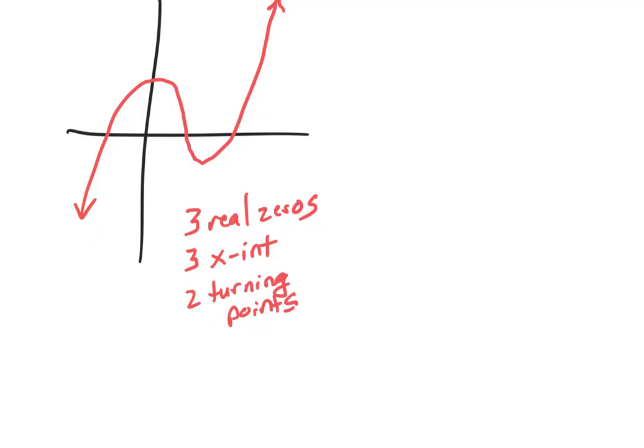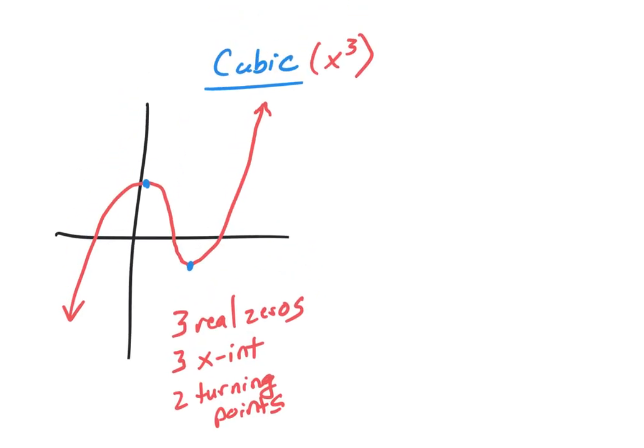And the 2 turning points are where this graph is going to change direction. So it would be kind of like what we did yesterday where we found the maximum and the minimum. Those are what we call turning points because it goes a different direction.